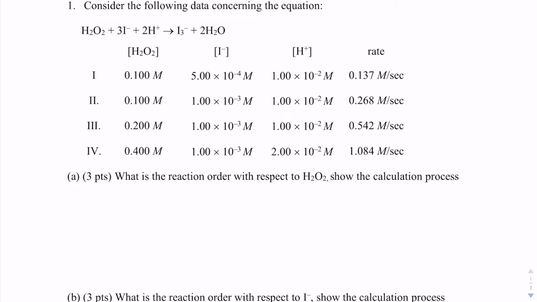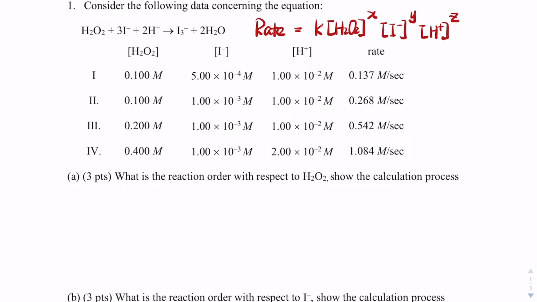For this type of question, you start off looking at this reaction and ask what the rate law should be. The rate law for this reaction will be: rate equals k, the rate constant, times the concentration of H2O2, and I'll say the reaction order will be x. Then the concentration of I minus, with reaction order y, and then H plus, with reaction order z.